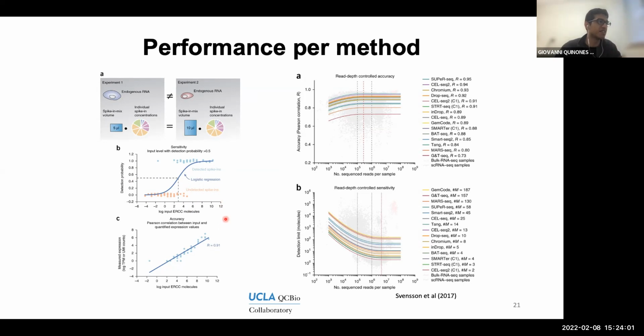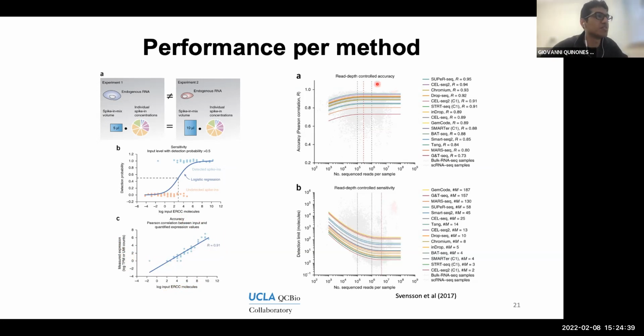So that's sensitivity. For accuracy, it's more straightforward. You just want to correlate the original input, what concentration you input in the first place, with the expression value that you calculate after the sequencing and data processing. And then you can run a correlation analysis, get an R squared or an R value, the correlation coefficient, and this way measure how accurate the method is.